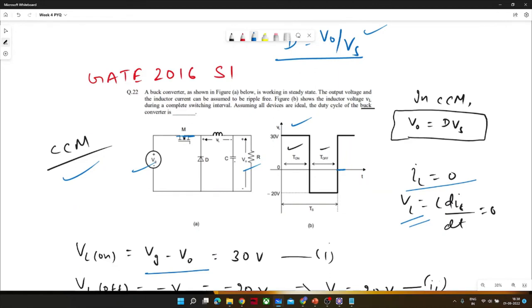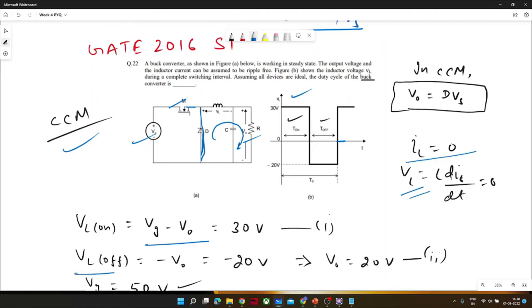Now during off time, this switch is off. It means the diode would be on. So VL would be minus V naught if you apply KVL. From the waveform you can observe it is minus 20 volt. So V naught comes out to be 20 volt.